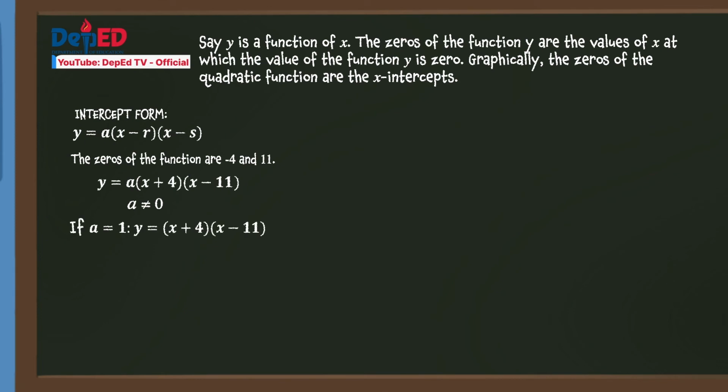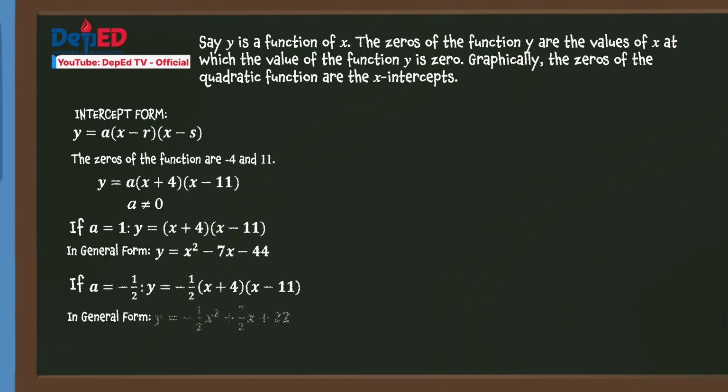So, if a is equal to 1, then y is equal to the binomial (x plus 4) times the binomial (x minus 11). In general form, y equals x squared minus 7x minus 44. If a is equal to negative 1/2, then y must be equal to negative 1/2 times the binomial (x plus 4) times the binomial (x minus 11). In general form, y must be equal to negative 1/2 x squared plus 7/2 x plus 22.